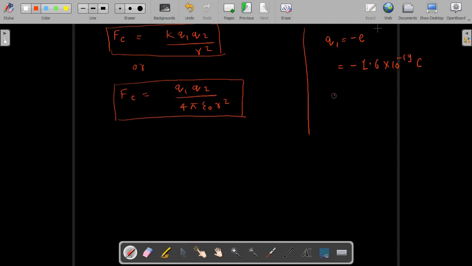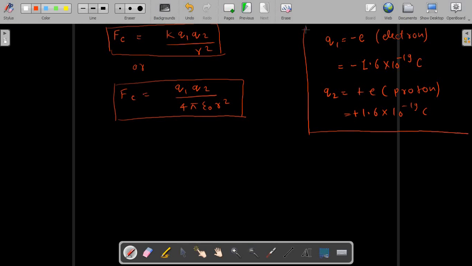If it is an electron, always say that it is minus e, not minus 1 Coulomb. Q2, if it's a proton, then it's plus e, that is 1.6 into 10 to power minus 19 Coulomb, but positive. That is the charge of proton. Always remember that, because multiple times in the problems they will use electron and proton. You should remember the charge value.